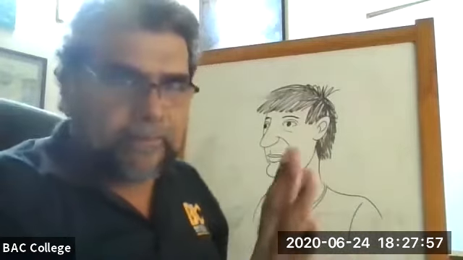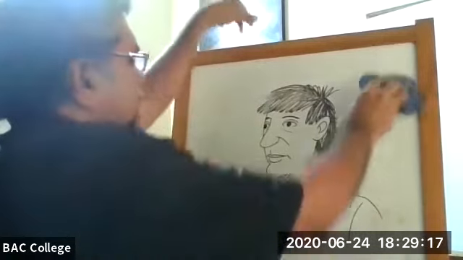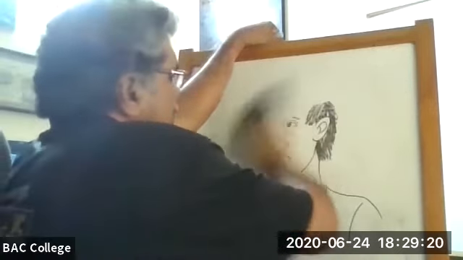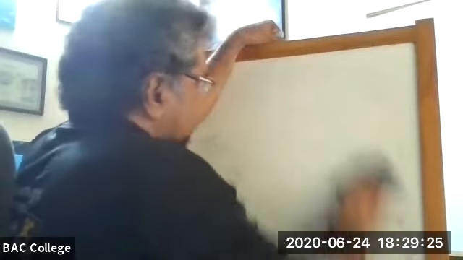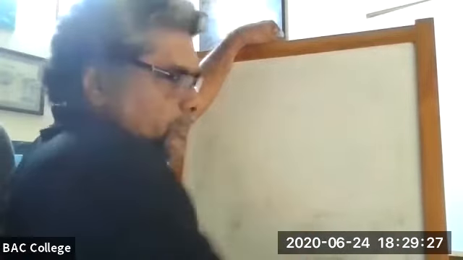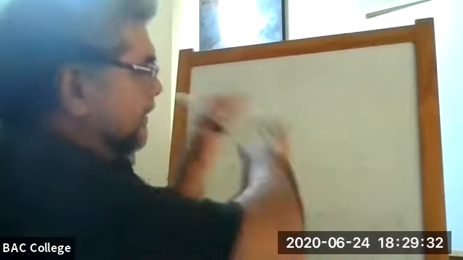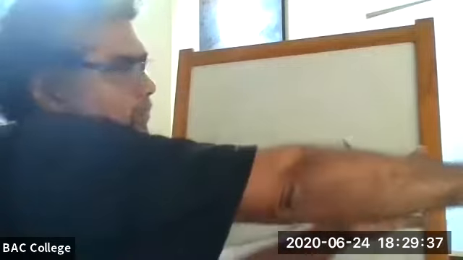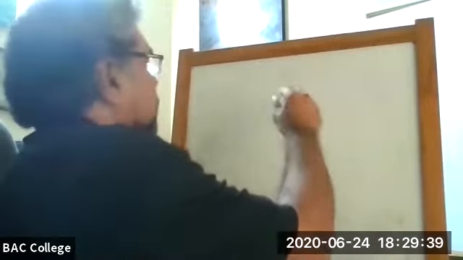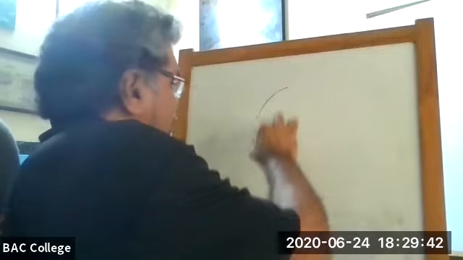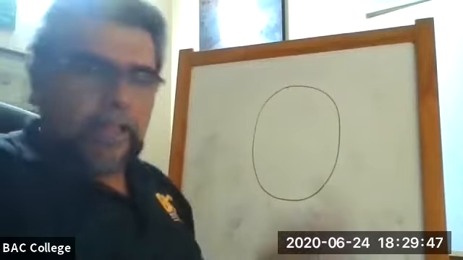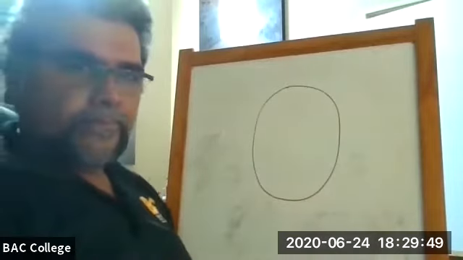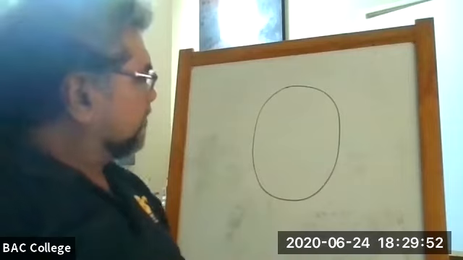Okay, let's try the other angle now. That means just now he was looking this way, now we make him look this way. So here we go. This is where the oval face is. I'll go slow, yeah? So get the oval first.